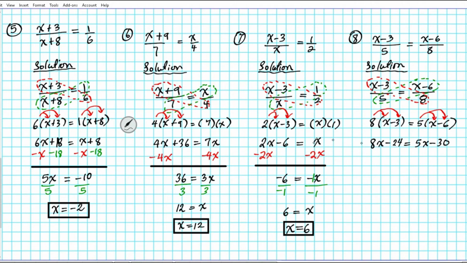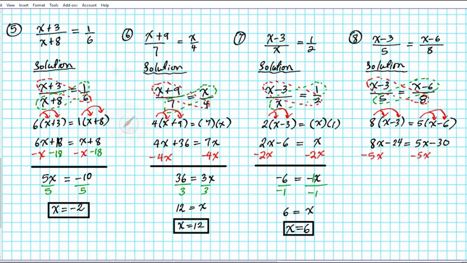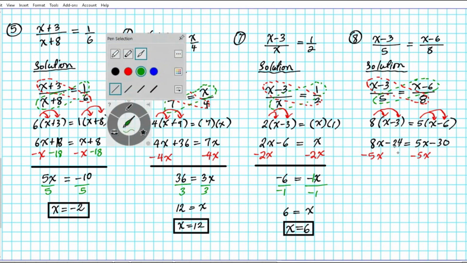Now we're going to collect the like terms to the different sides of the equation. Let's move the variables to the left side, okay? So subtract 5x from both sides. And then we're going to move the constants to the right side of the equation. We have minus 24 here. The inverse is plus 24. We'll add 24 to both sides of the equation.